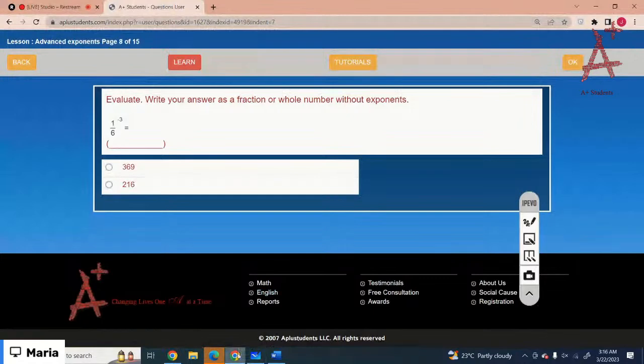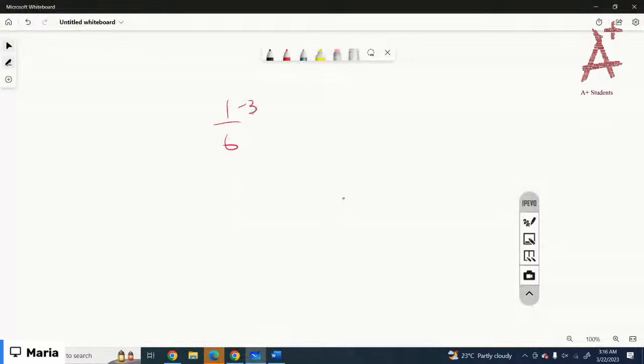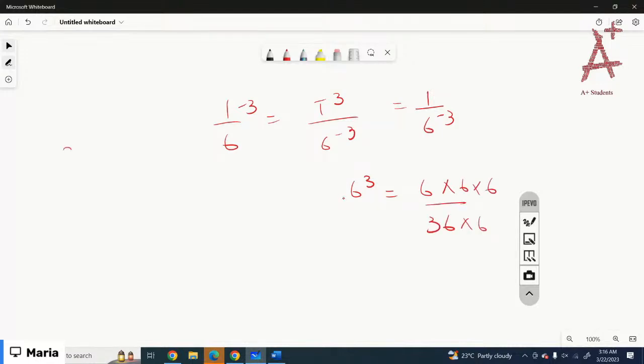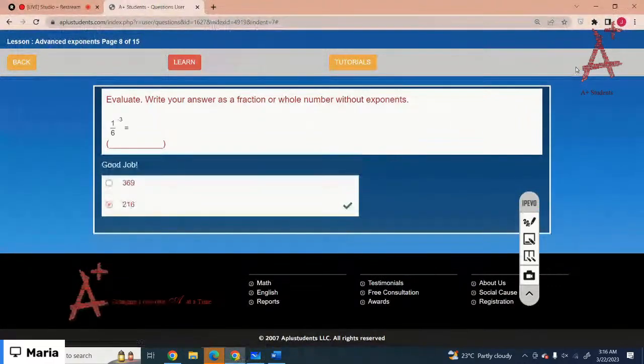Okay, the next one is 1 over 6 exponent negative 3. It would be 1 exponent negative 3 and 6 exponent negative 3. 1 exponent negative 3 is 1, and here you have 6 exponent negative 3. So move it to the numerator, it would be 6 exponent 3. Just do 6 times 6 times 6. 6 times 6 is 36, and 36 times 6 is 216. So the correct option is 216. Got it?